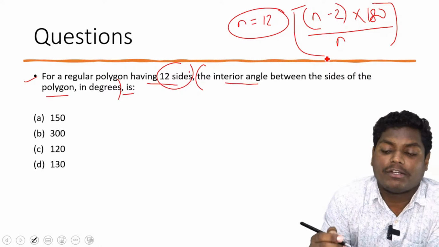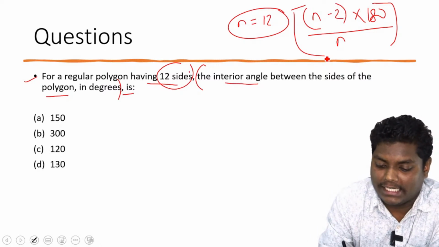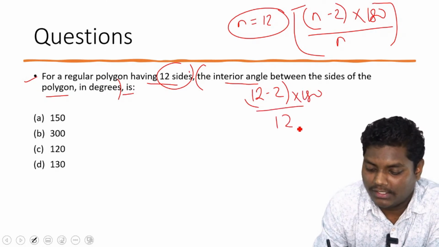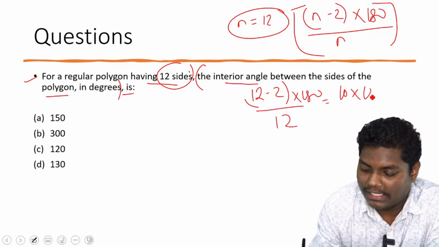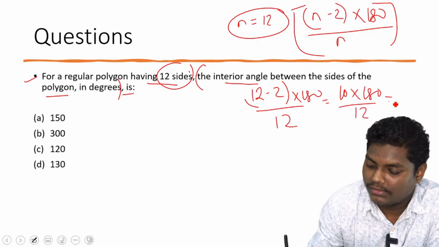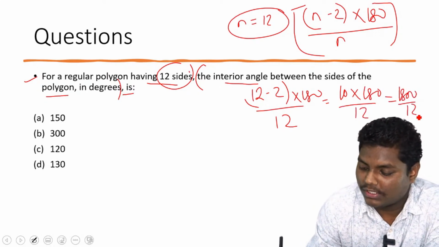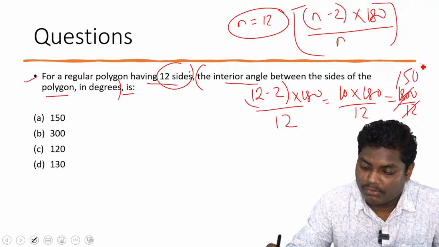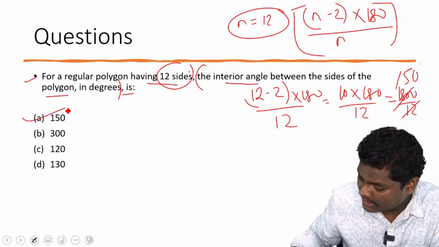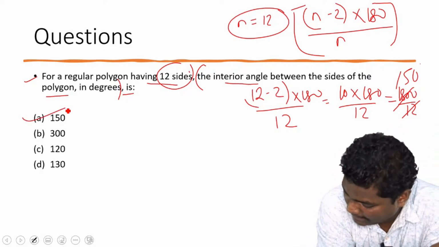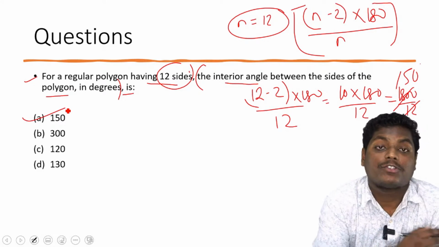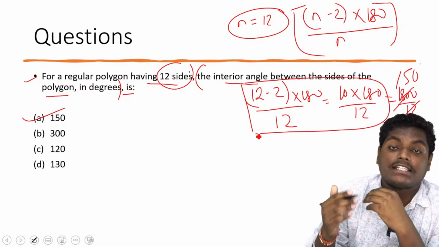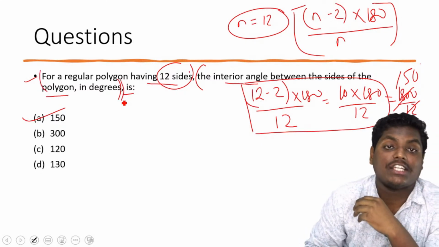If we put the value 12 in place of n, it will be 12 minus 2 into 180 upon 12. So it is 10 into 180 over 12, which is basically 1800 over 12. If you divide 1800 by 12, the value comes to 150. So the correct answer is option A. Great, Subra. 150. So this is how we solve it, whenever they are asking us for each interior angle.